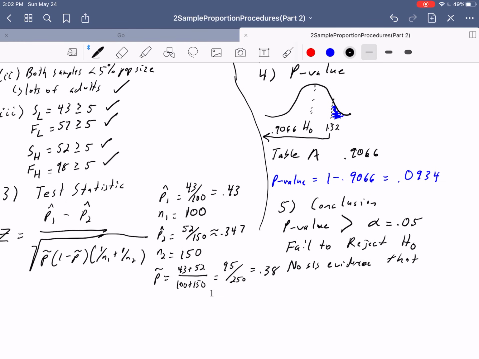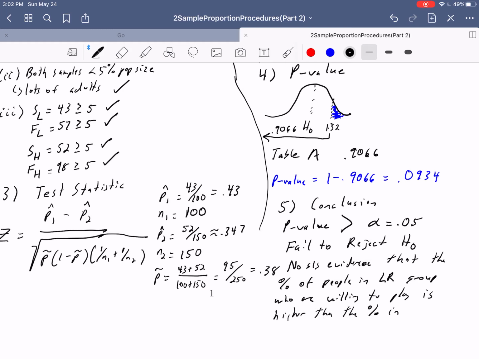So no significant evidence that the percentage of people in the low-risk group who are willing to play is higher than the percentage in the high-risk group. So in other words, we actually failed to detect any evidence that people are risk averse. Now, does that mean that humans are not risk averse in general?